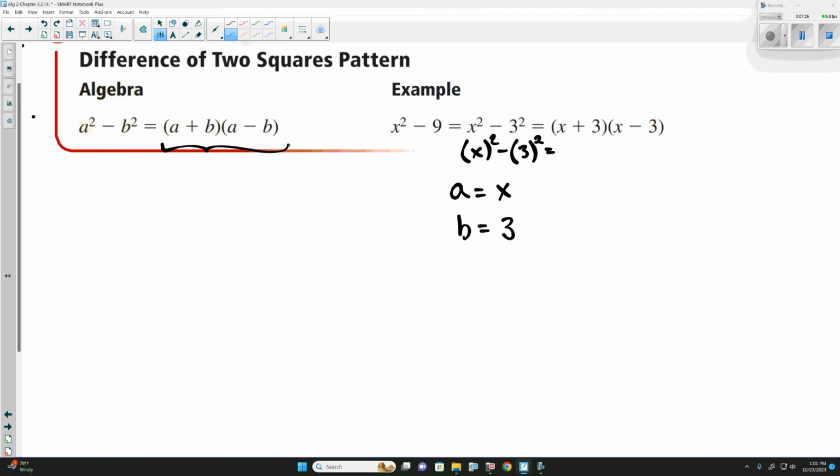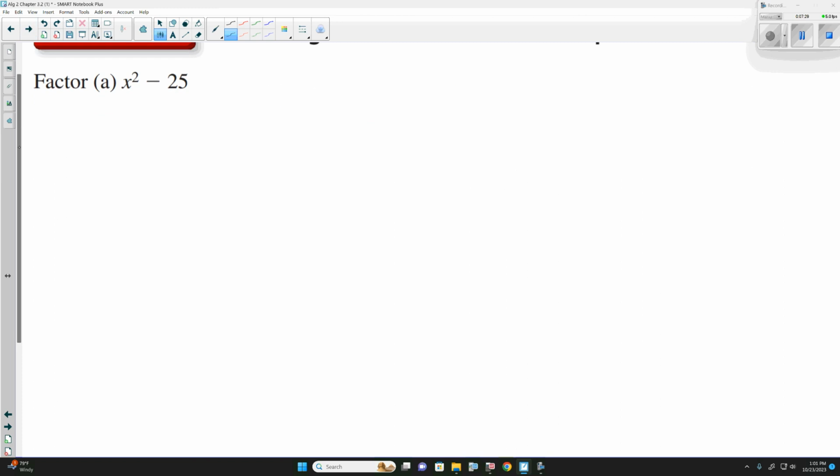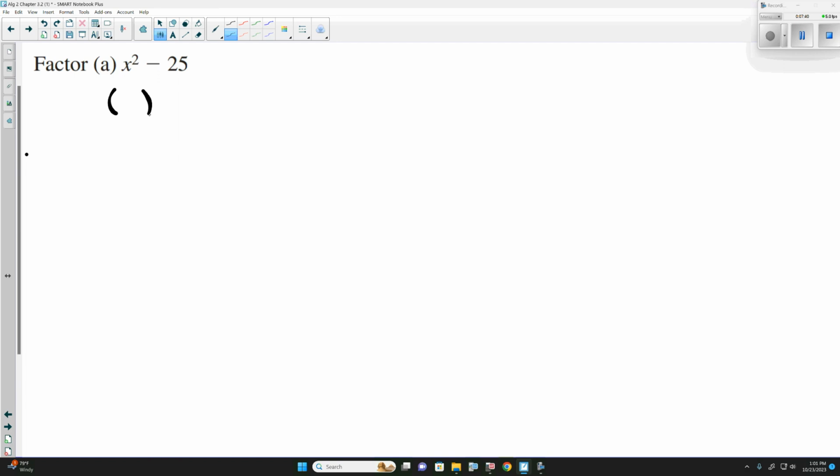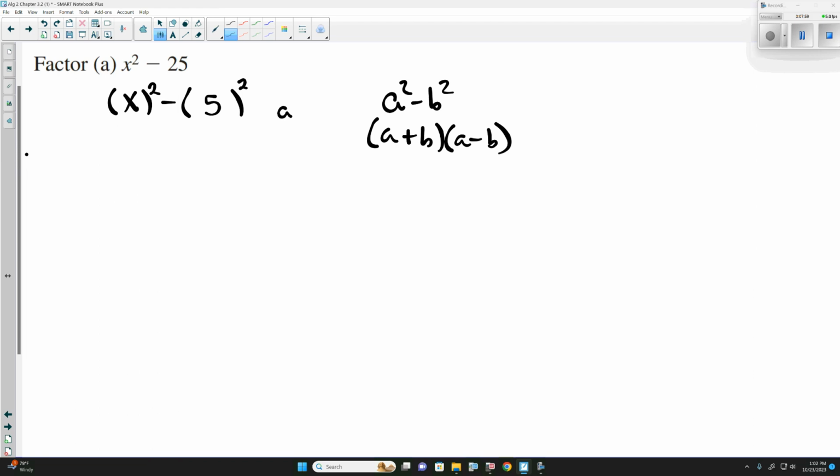Questions on this here? So if we look at this first one here, now this one is a difference of perfect squares, obviously, because that's what this whole lesson is about. We have x squared minus 25. Well, what times itself is x squared? X. Now what times itself is 25? 5. So for us, we have our a squared minus b squared, which factors to a plus b times a minus b. And for us here, a would be x and b would be 5.